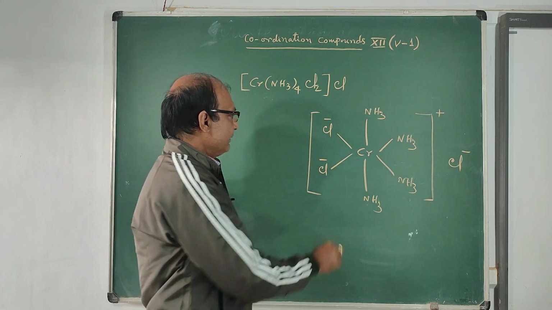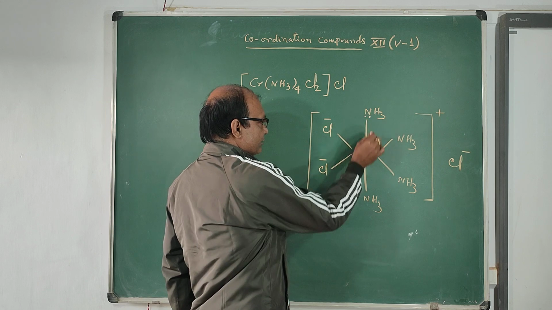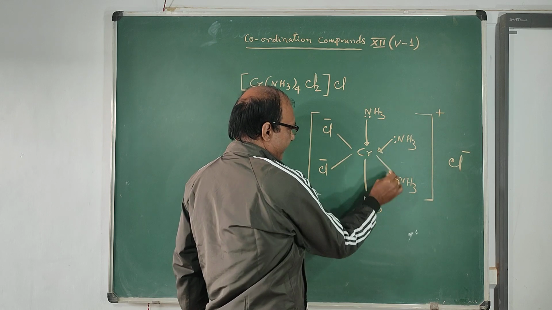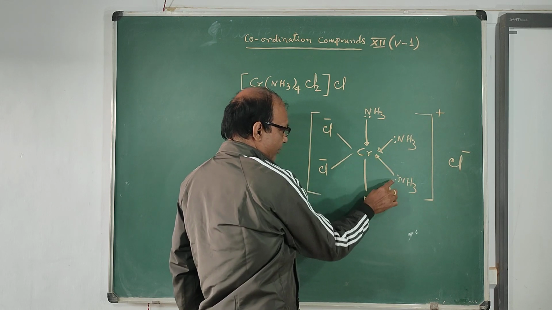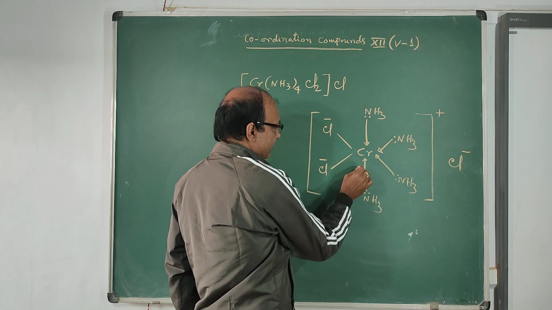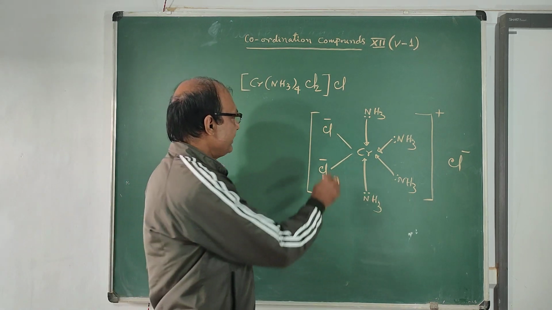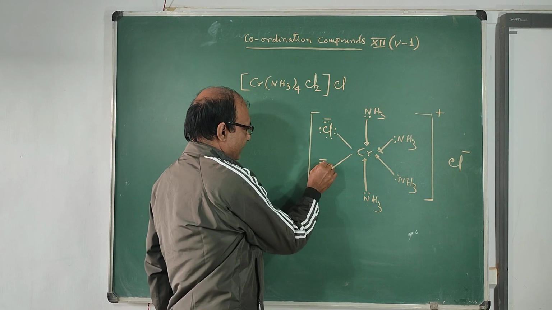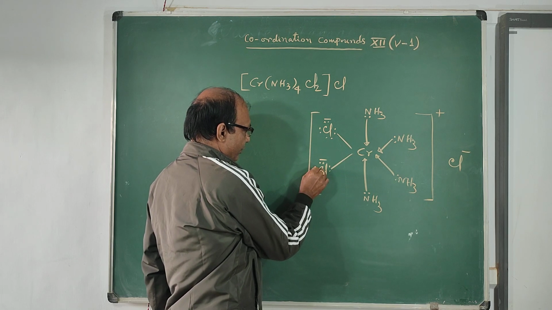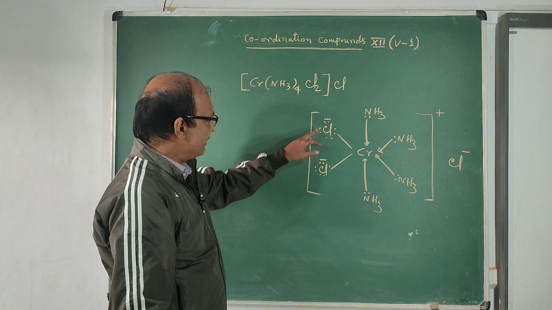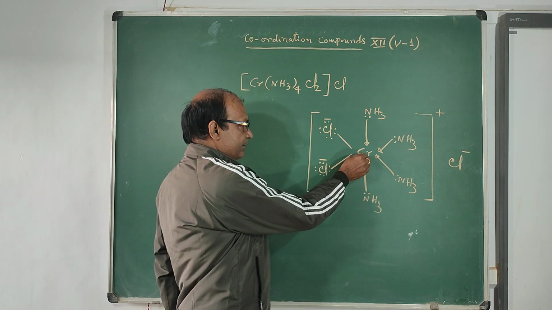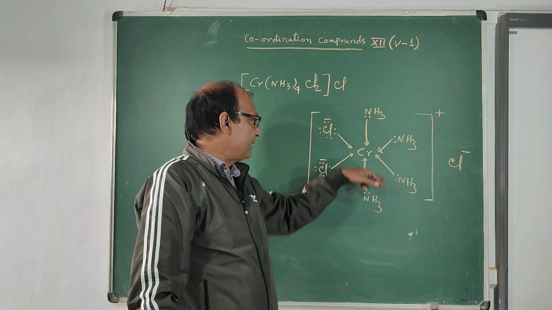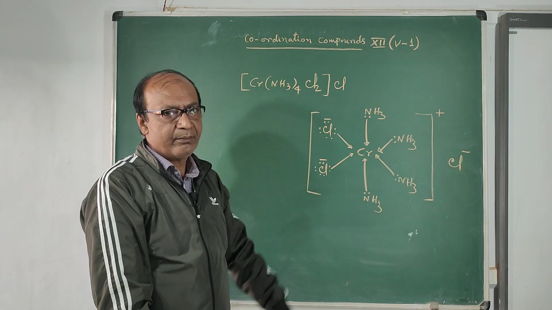Now if you see the bonding, the ammonia molecules are bonded to chromium through a coordinate bond with the help of the lone pair of nitrogen. This is the lone pair of nitrogen, this is the lone pair of nitrogen. And in Cl minus there are 4 electron pairs. The Cl minus ions, chloride ions, are also bonded to the chromium central metal through coordinate linkages. So the entire bonding inside the coordination sphere is coordinate bonding.